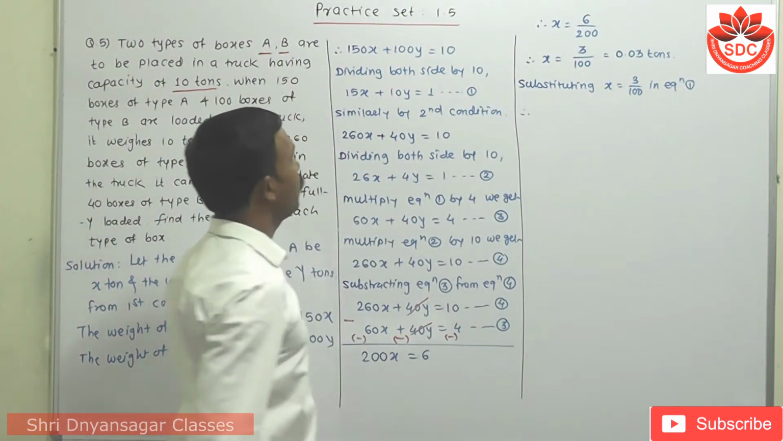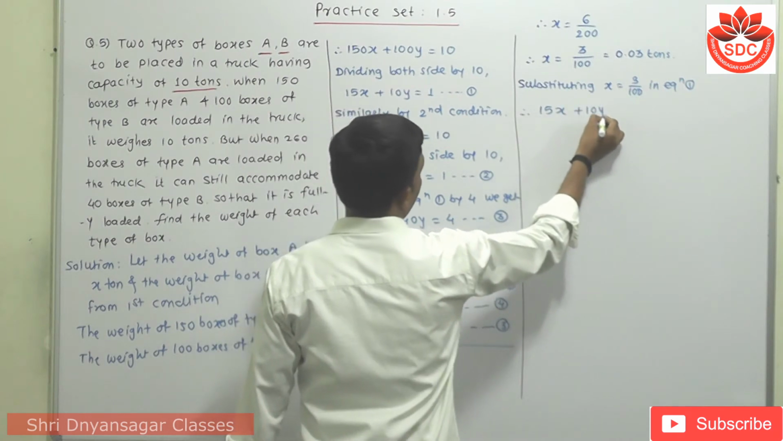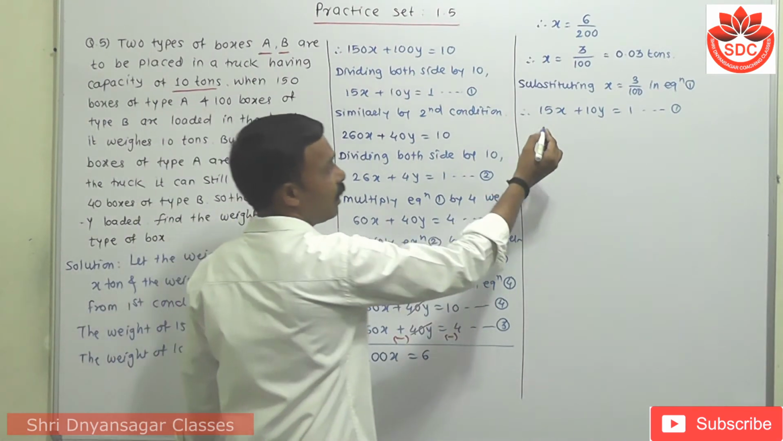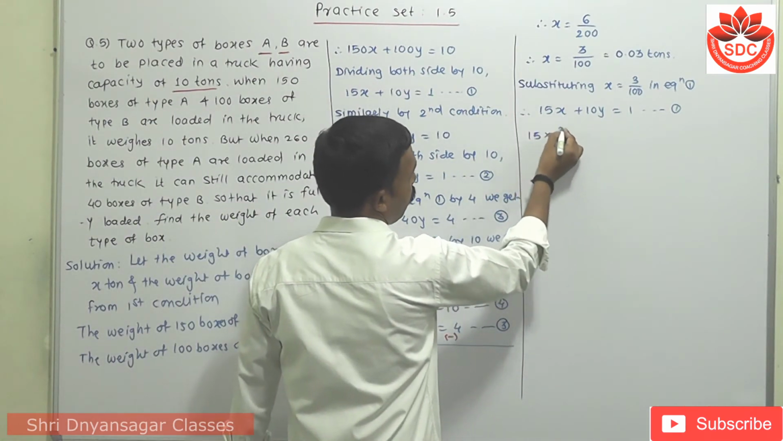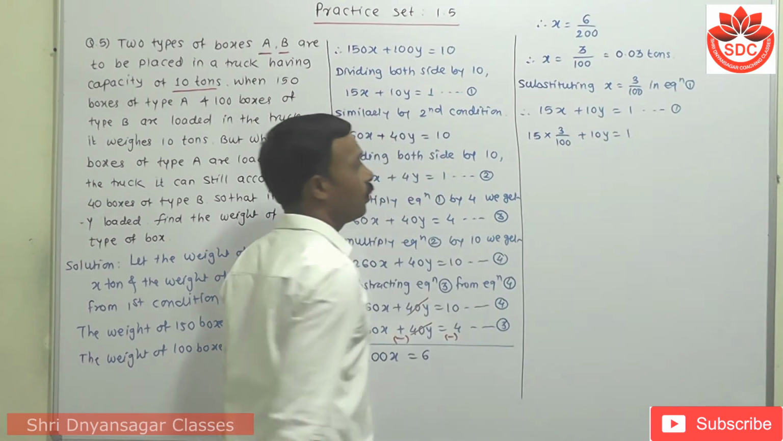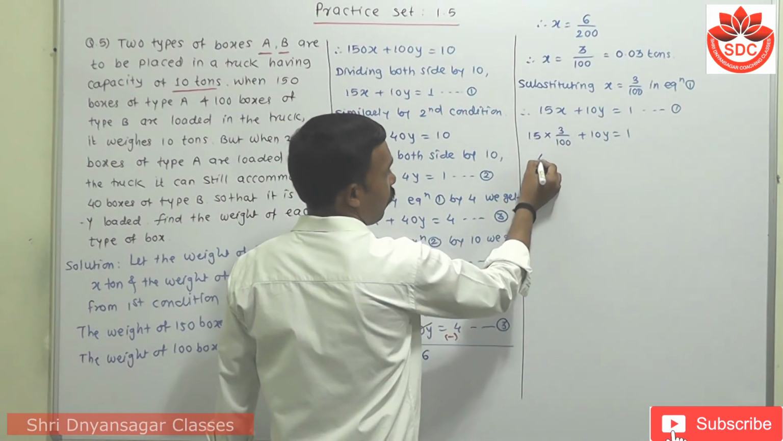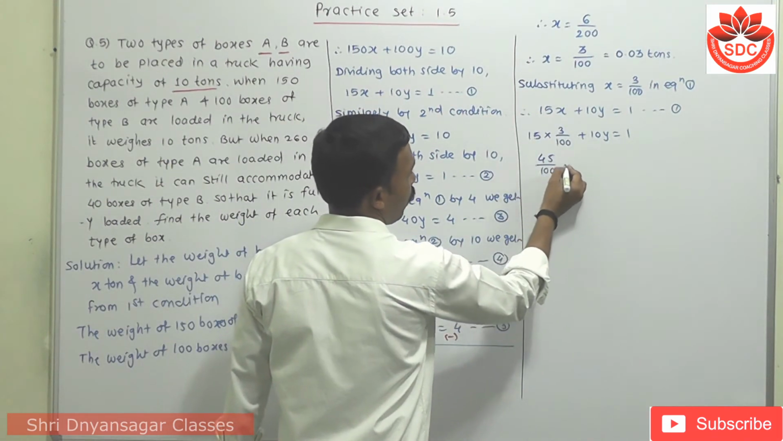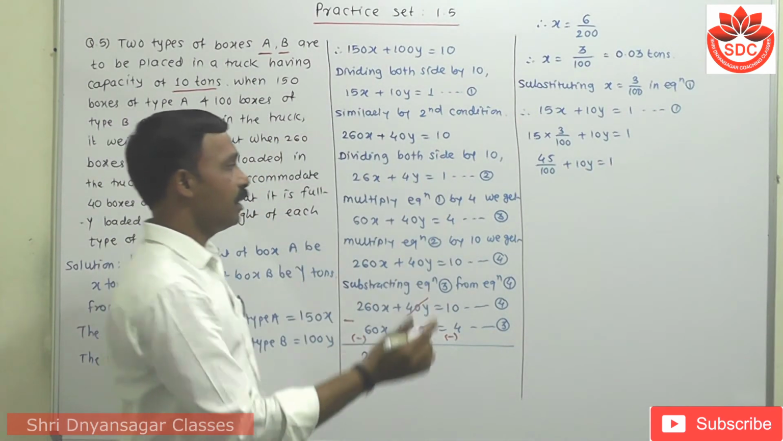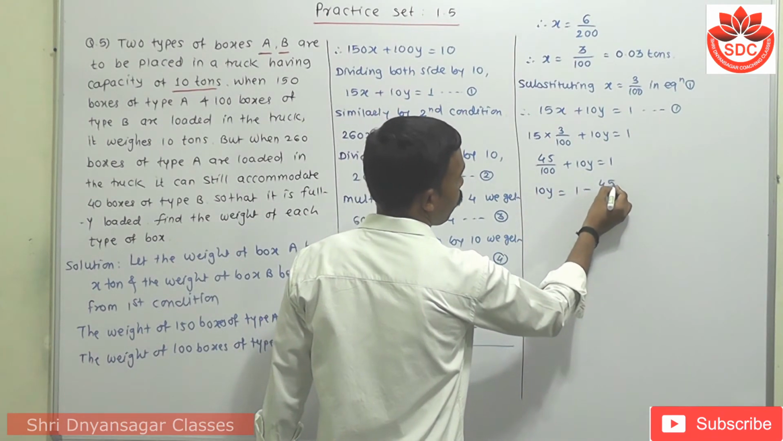Now the equation first is 15x plus 10y is equals to 1. This is equation number first. I have to put the value of x as 3 upon 100. In that, 15 into 3 upon 100 plus 10y is equals to 1. Then 15 3s are 45 upon 100 plus 10y is equals to 1. Then transposing to the other side, we get that 10y is equals to 1 minus 45 upon 100.